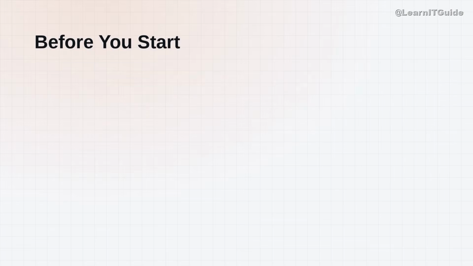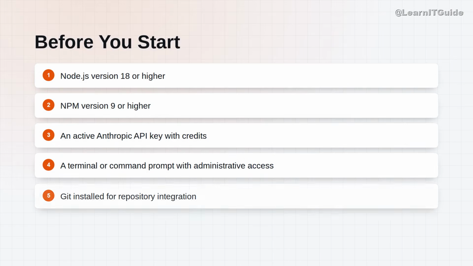And before we start, you need a few things. First, Node.js version 18 or higher. Node is the engine that runs our package. You can check your version by typing node -v. Second, you need an active Anthropic API key. This is how you pay for the tokens Claude uses to generate code. Finally, ensure you have Git installed, as Claude Code relies on it to read your repository structure and manage commits.